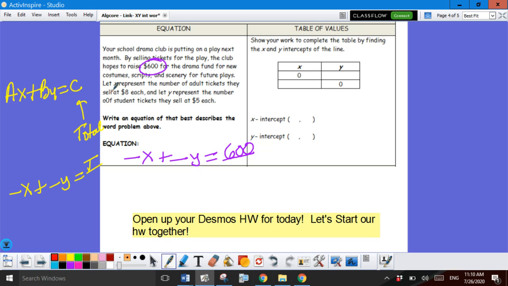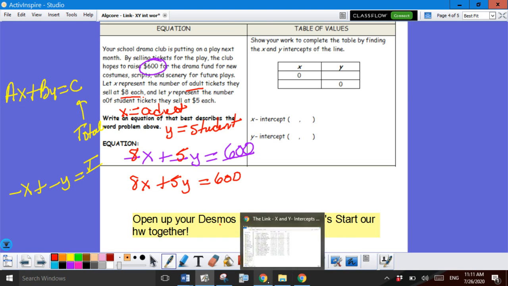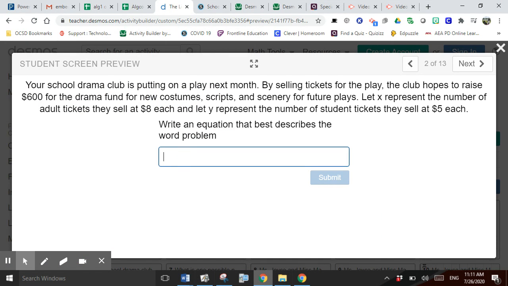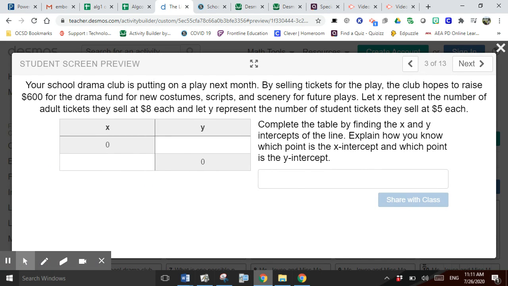Okay, let's keep reading. Let X represent the number of adult tickets. So I need to remember that X is adult. And then it says Y is student. Okay? So the first thing I'm coming across is my X. That means the 8's going to go next to the X. And the next one is my Y. So my equation is 8X plus 5Y equals 600. Okay? So let's go ahead and put that in our first spot. So 8X plus 5Y equals 600. Submit that and move on to your next slide.